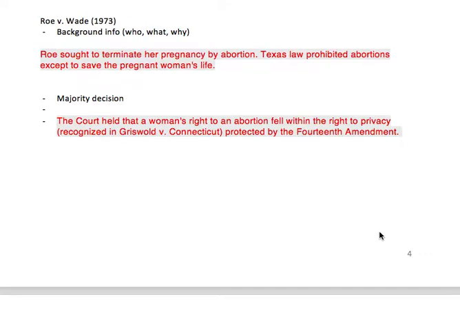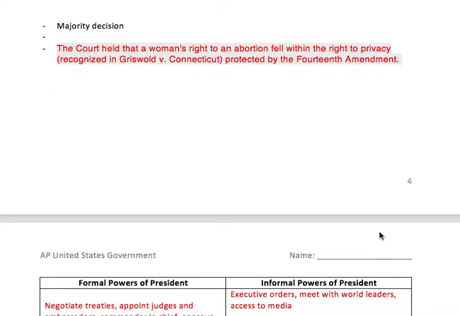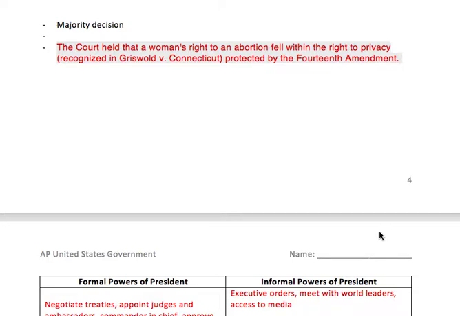Roe v. Wade sought to terminate, in the background, again, Roe was trying to terminate a pregnancy. Texas law prohibited this. However, the Supreme Court said that a woman's right to abortion was within the right to privacy protected by the 14th Amendment. So 4th and 14th Amendment there.